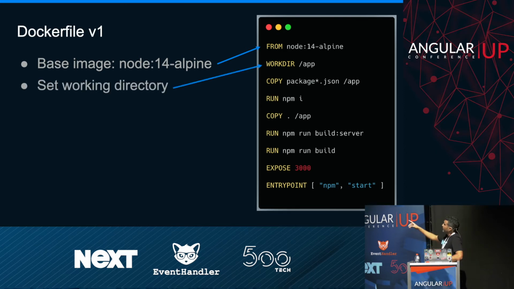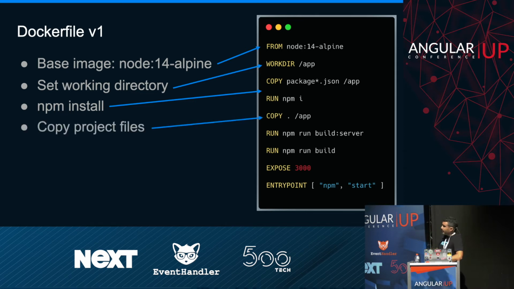Then I'm setting the working directory. My app will be in the app folder. Then I'm running the npm install. First, I'm copying the package.json and package-lock.json to my app folder. Then I'm running the npm install. Then I'm copying the project files. The dot is the current project, which is actually my repo.